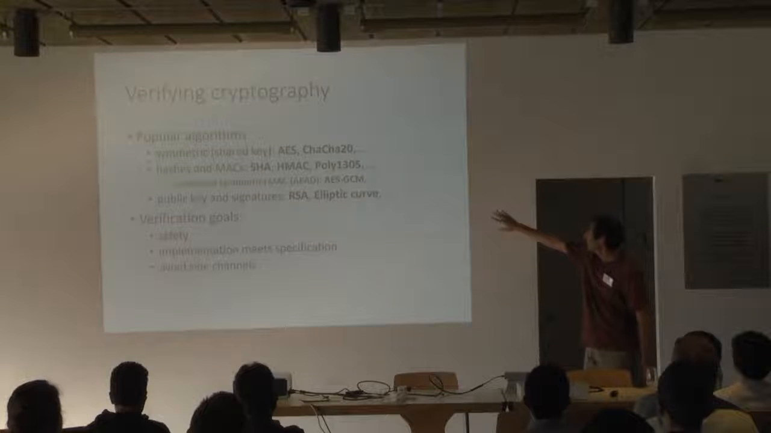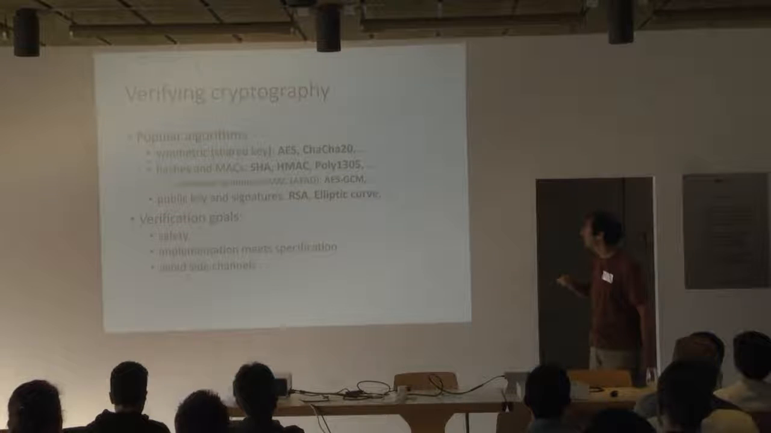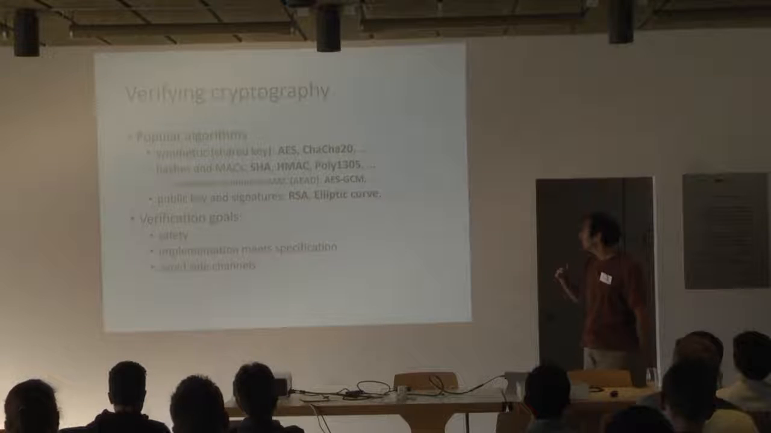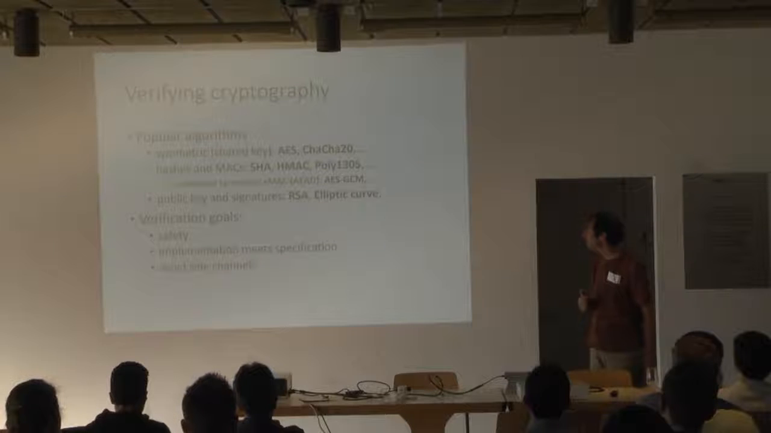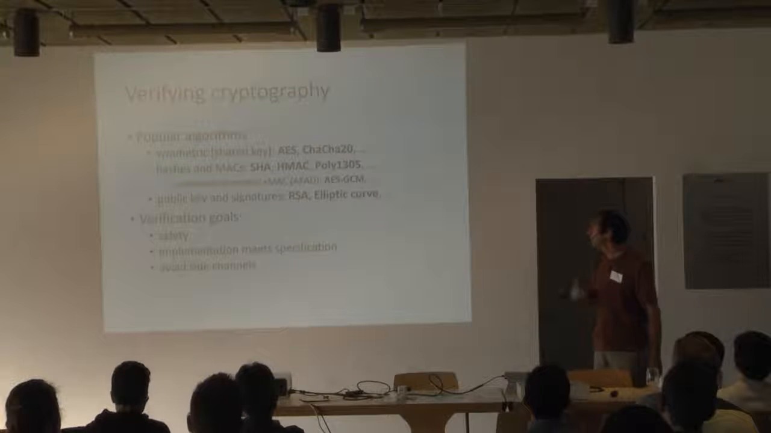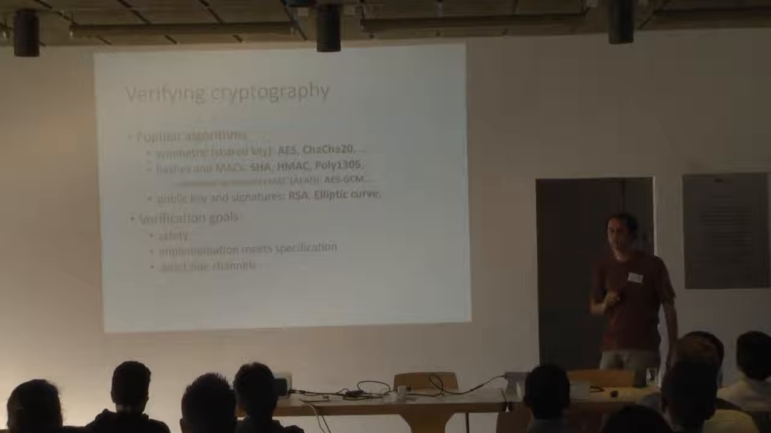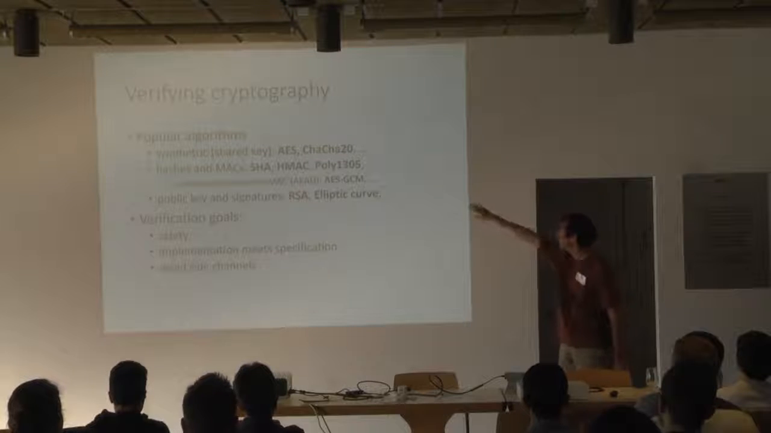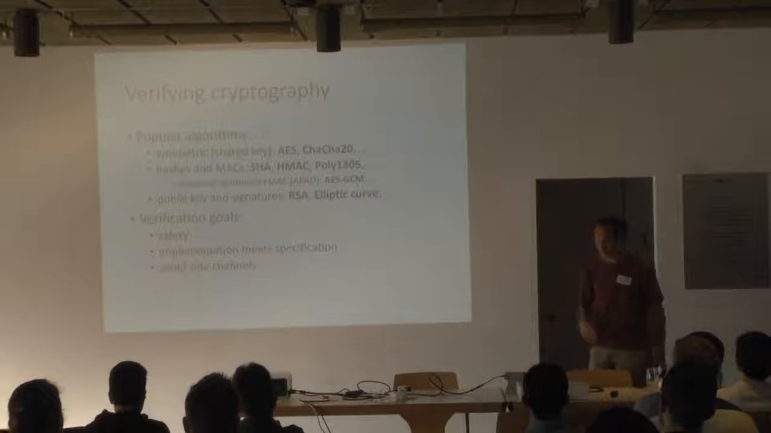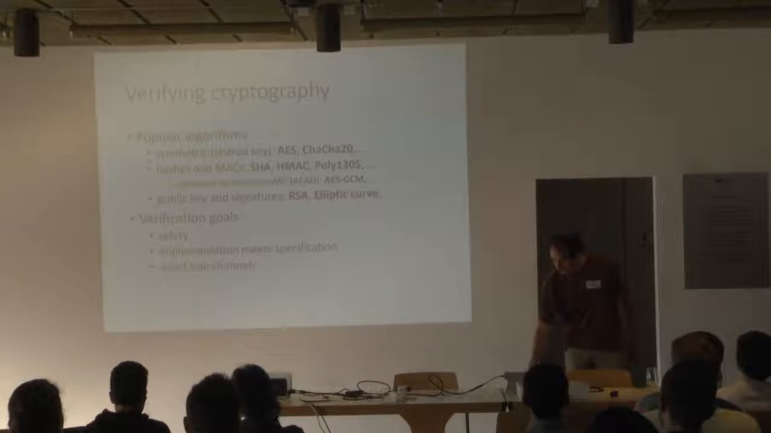I won't talk about all of these algorithms here. Some of these algorithms, like the elliptic curve algorithms, have been implemented and verified in F-star, compiling to C, as part of the HACL star project. I'm going to focus on the things that we've done in assembly language, and those include for us AES and SHA and Poly1305. And I'll particularly talk about AES in this talk.